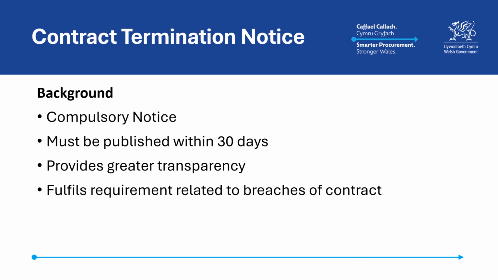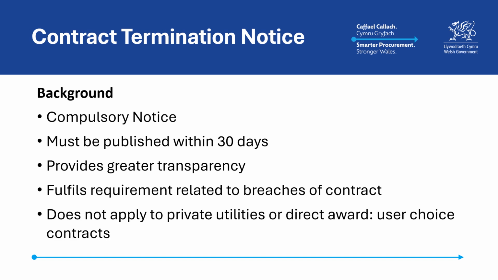The contract termination notice will also function to fulfill the requirement in Section 71 of the Act relating to the assessment of contract performance, which requires that authorities must publish certain information when a supplier has breached a public contract and that breach results in the termination of the contract. It is intended to ensure that there is a public record of which suppliers are subject to the discretionary exclusion grounds relating to breach of contract, both for transparency purposes, but also to make the process easier for authorities.